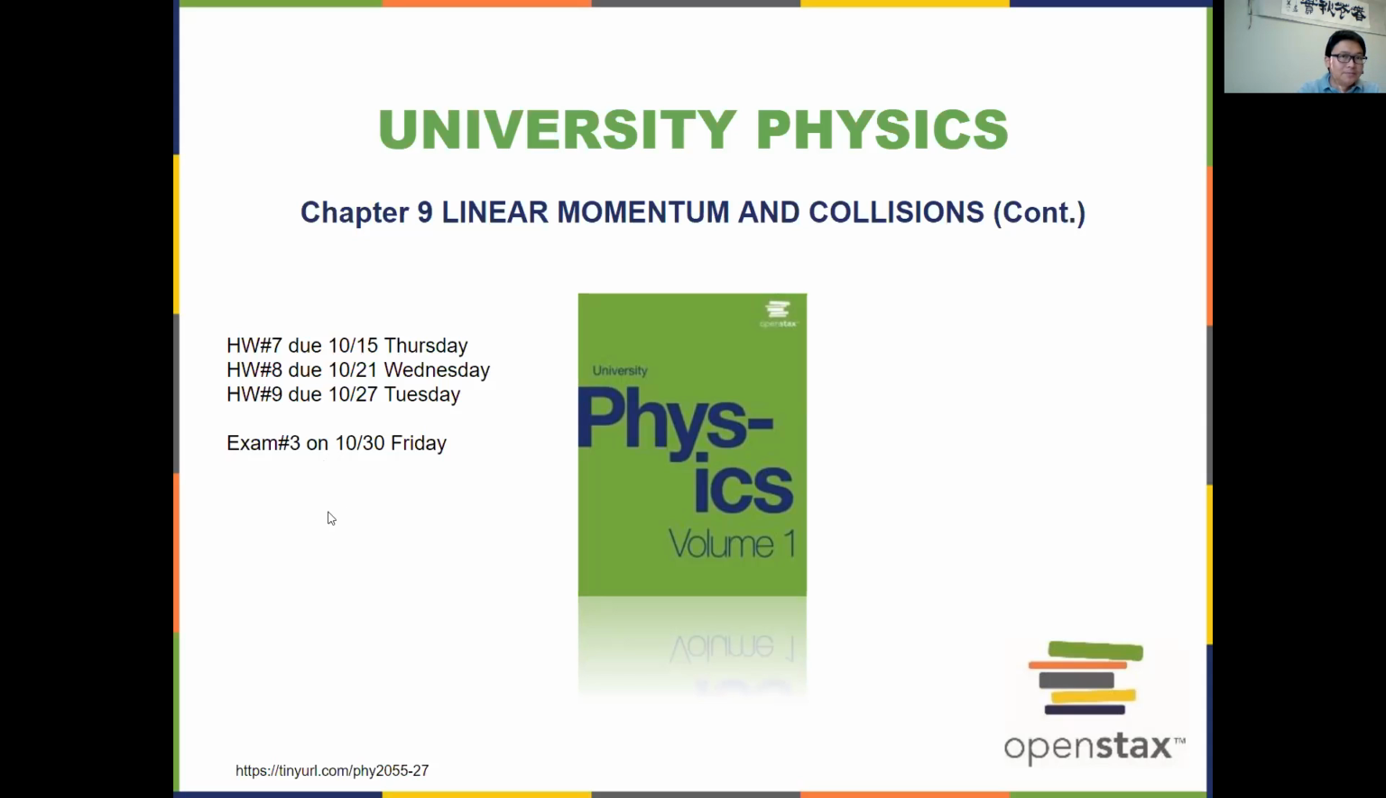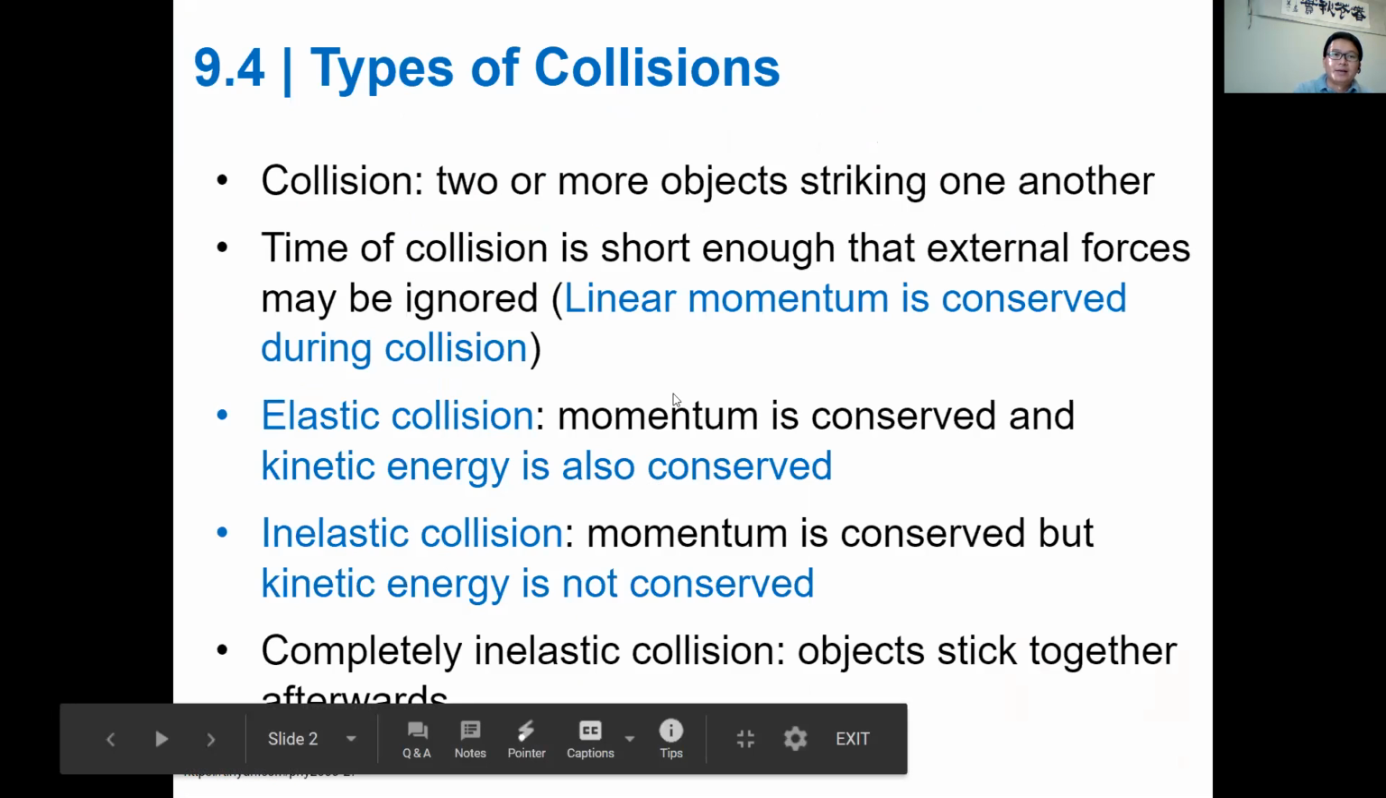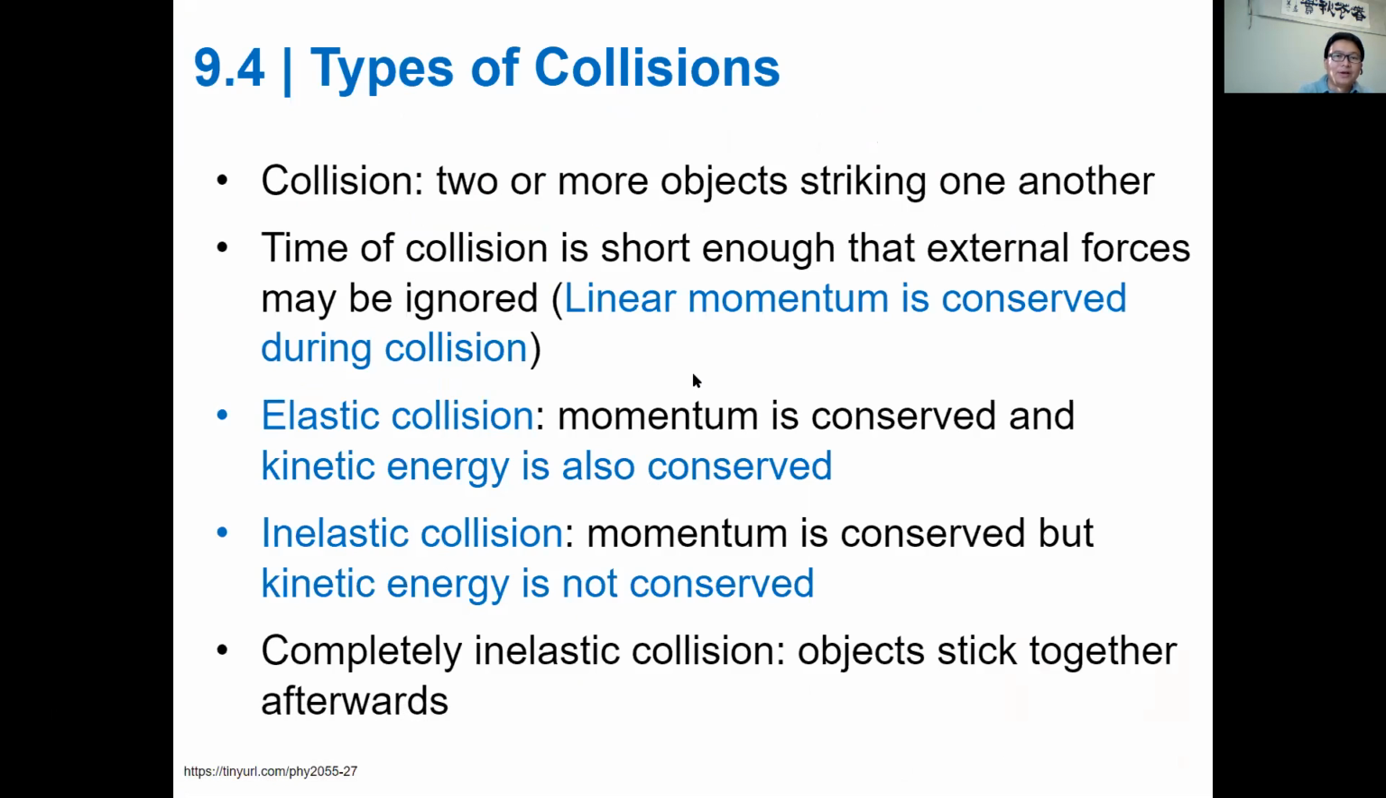We are still looking into Chapter 9 today. We'll get started with what we learned last time, yesterday. Last time we talked about different types of collisions. Two big categories: elastic collision and inelastic collision. Whenever you see a collision, if not specified, you can assume that the external forces can be ignored in this scenario. So you can apply conservation of momentum there.